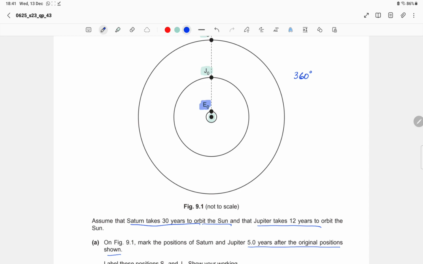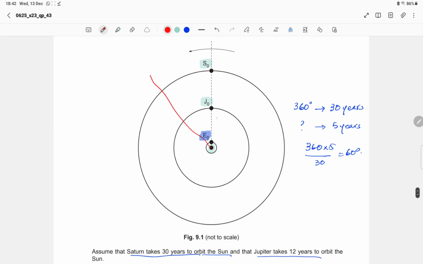The total angle of this circle is 360. So 360 degrees is covered by Saturn in 30 years. What angle will there be for 5 years? If you do the simple calculation, it's 360 times 5 divided by 30, which is 60 degrees. So with the help of a protractor, you make an angle for Saturn like this. The angle is going to be 60 degrees. You have to use a protractor, because without it you won't be able to do that.